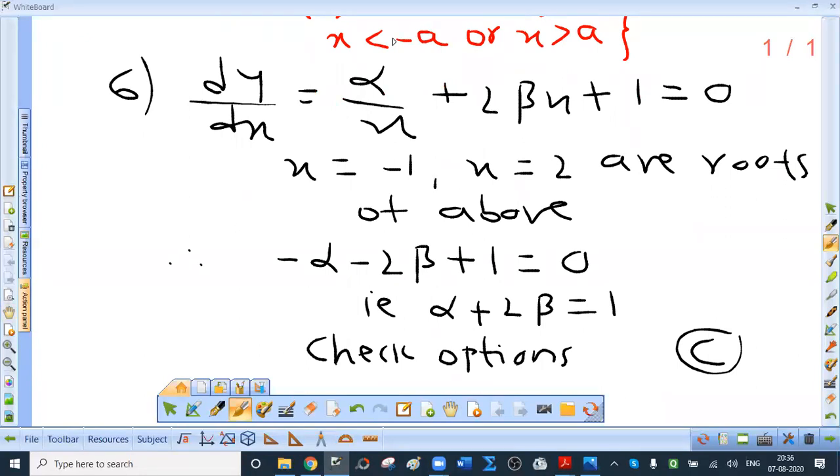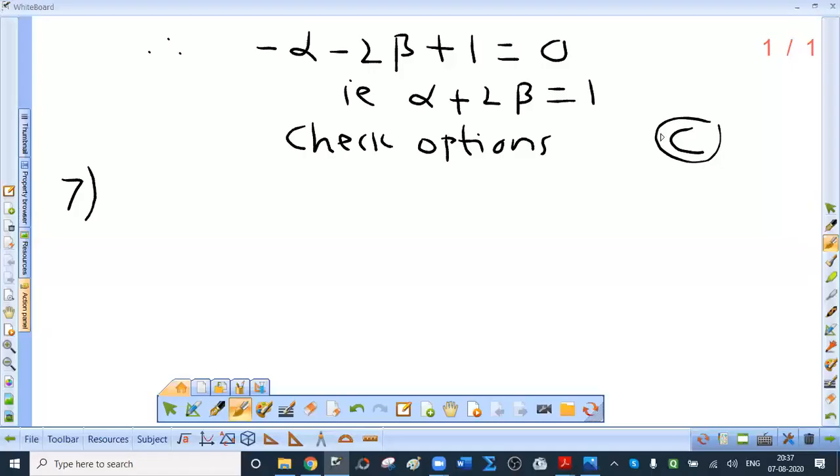Now try remaining sums. Sum number 7. The normal to the curve x square plus 2xy minus 3y square equal to 0 at 1, 1. Options are meets the curve again, does not meet the curve again, meets the curve again. Okay. So let us find equation of normal first. For that, we'll have to find slope of tangent and then slope of normal.